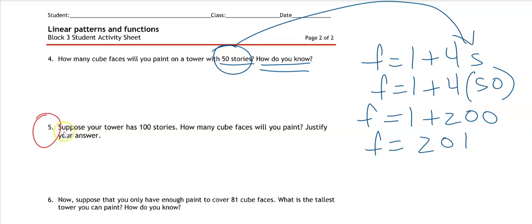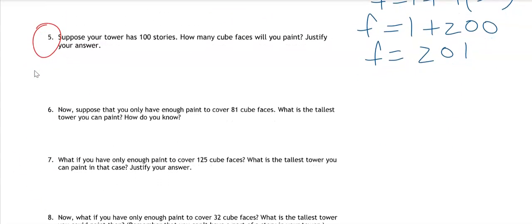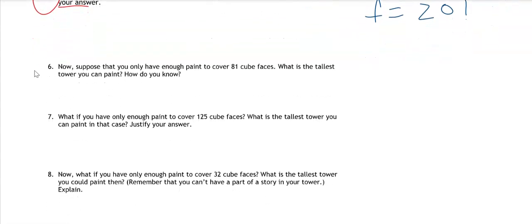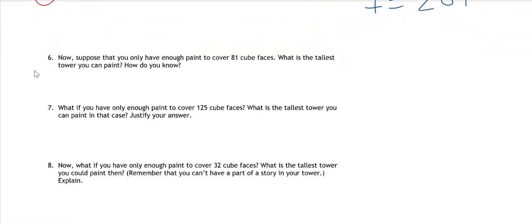If we have a tower that has 100 stories, I'll let you figure that one out. Make sure that you justify your answer algebraically or in words. But let's look at question number 6. Now I'm going to rewrite my equation again. F, number of cube faces, equals 1 plus 4 times the number of stories. This says, now suppose you only have enough paint to cover 81 cube faces. What is the tallest tower that we can paint? So how many stories can our tower be if we only have enough paint to paint 81 cube faces?